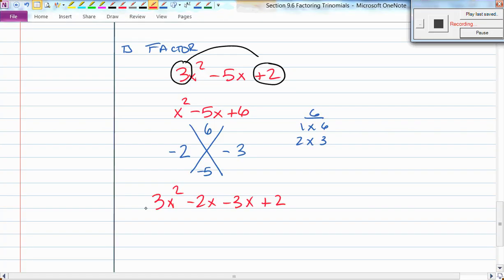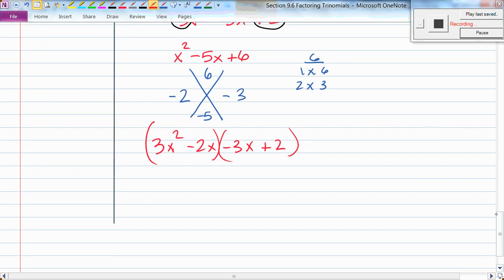Okay, let's group them together. Let's do this, and let's group this. It doesn't matter how you group them. Okay, let's see here. What can I take out of that first term there? Anybody see anything they could take out? A 1 and an x, right? So I'll do an x. What's that leave me with? 3x minus 2.